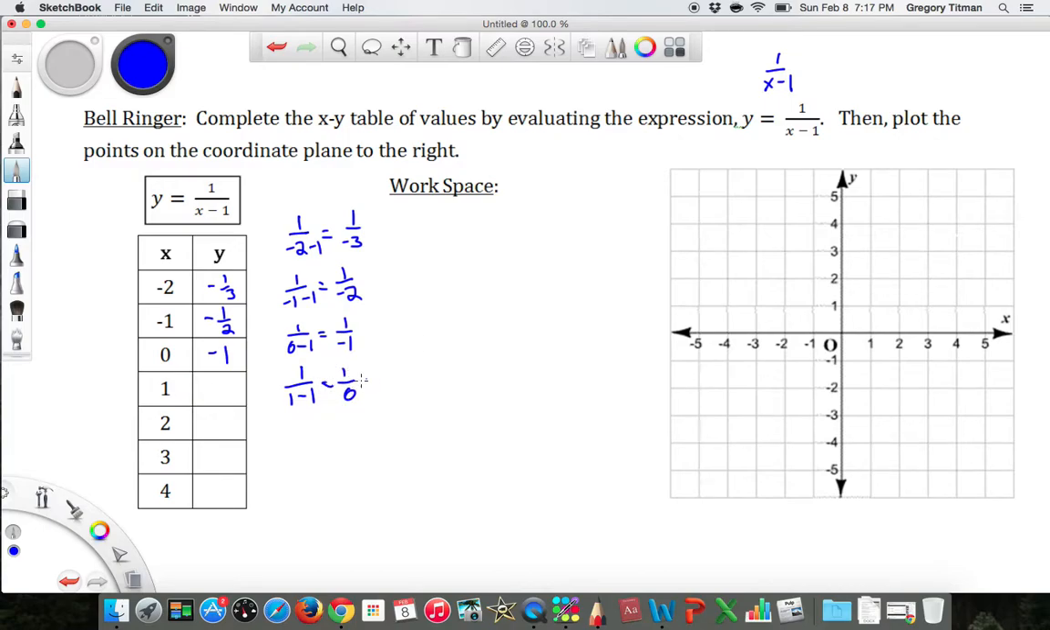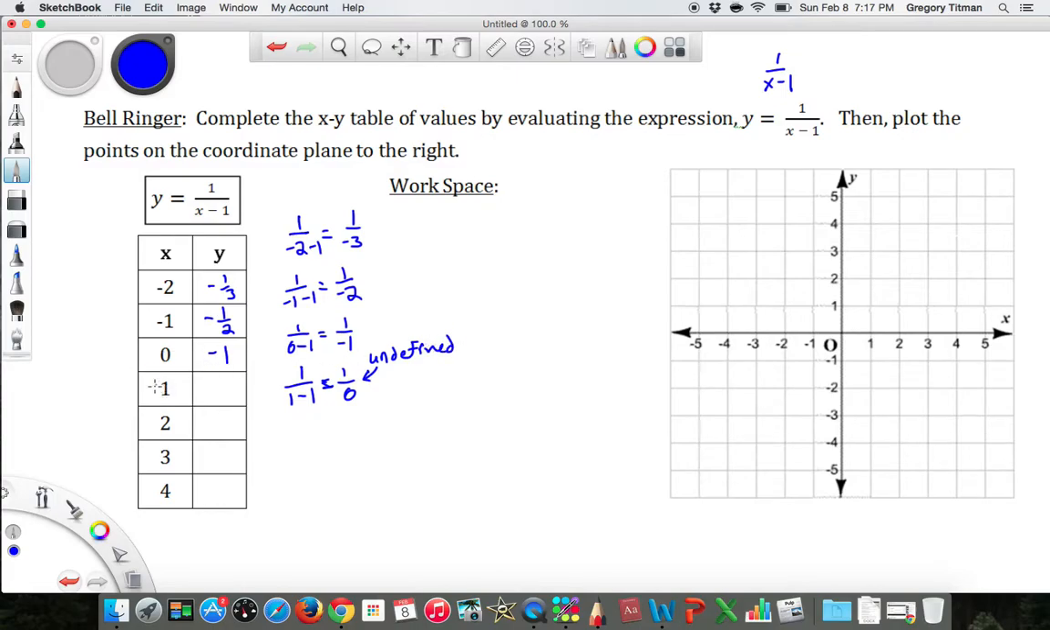Now, let's pause for a moment, because this is significant. If you've ever tried in your calculator to take a number that's non-zero and divide by 0, it's going to say error, domain error, or divide by 0 error, depending on the calculator. But the important thing to recognize here is that mathematically, we say that you cannot divide by 0. This expression is undefined.